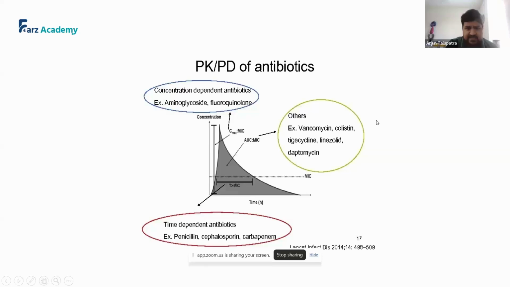Just looking at concentration dependent and time dependent antibiotics. In concentration dependent antibiotics, your peak concentration becomes the most important, so you look at the Cmax by MIC ratio. While in time dependent antibiotics, you look at the T greater than MIC, the time when this antibiotic remains above the MIC. So that becomes more important.